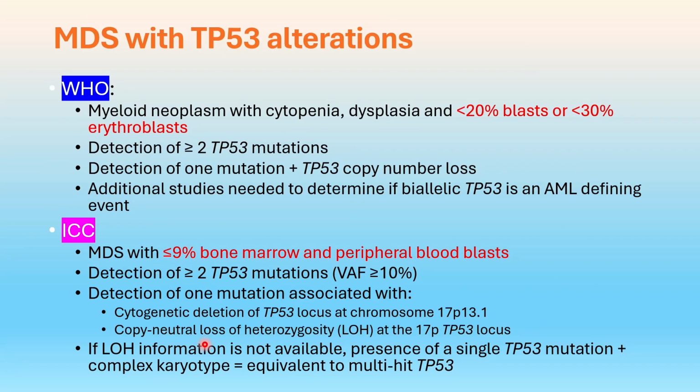And then the definitions are very different. You can see that in the WHO, you need less than 20% blasts. In the ICC, it's going to be 9% or less. At the same time, the detection of more than 2 mutations or mutation and copy number loss is pretty similar. So I think these definitions are very complicated, but hopefully in the next classification we'll get on the same page about what we're calling multi-hit p53.